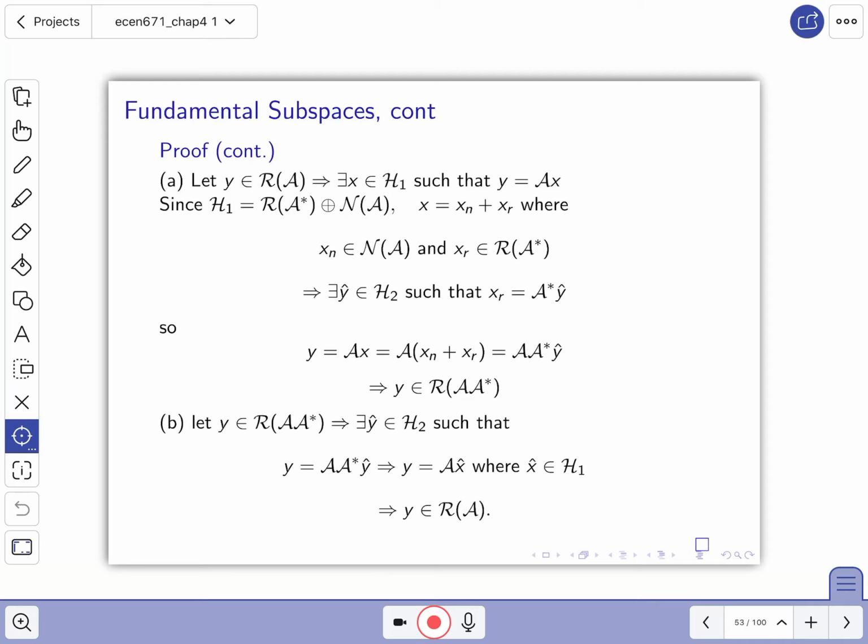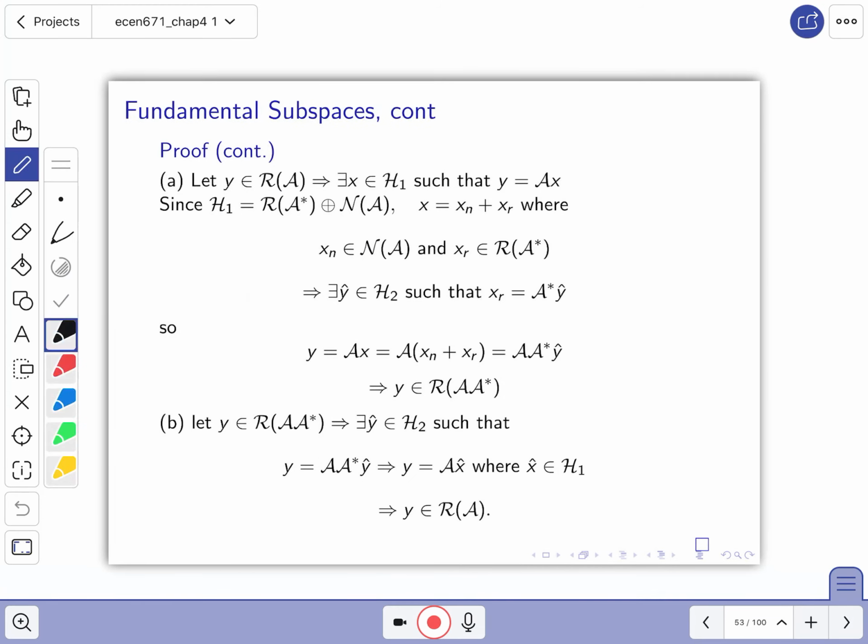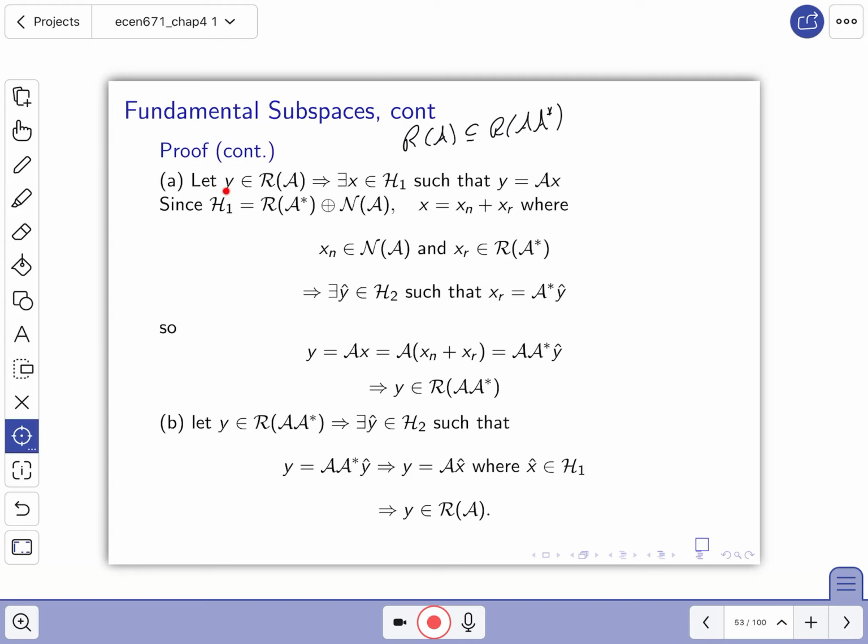Okay, so how do we prove item 1? Again, item 1 is that we're trying to show that the range space of A is contained in the range space of A star. And to show that, we're going to pick an arbitrary element. So the first thing we do is pick an arbitrary element of the range space of A. And then we're going to show that it's actually in the range space of A star.